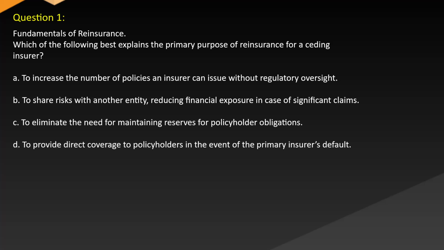Question 1. Fundamentals of reinsurance. Which of the following best explains the primary purpose of reinsurance for a ceding insurer? A. To increase the number of policies an insurer can issue without regulatory oversight. B. To share risks with another entity, reducing financial exposure in case of significant claims.